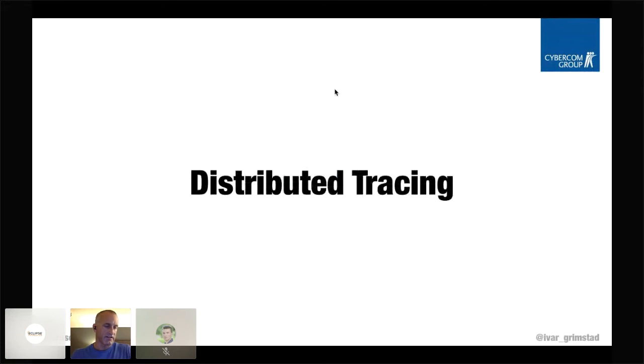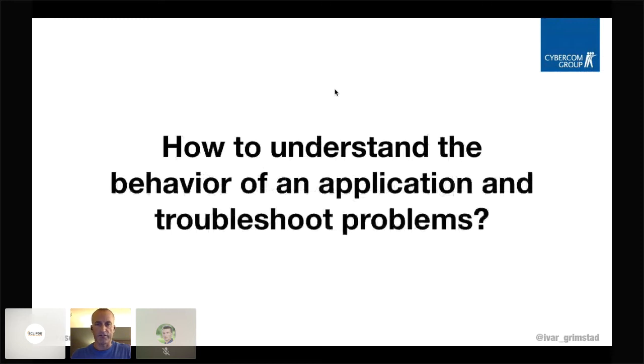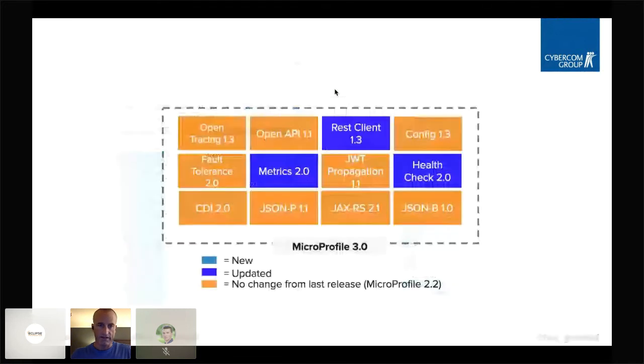So the last pattern I'll show today is distributed tracing. And that is how to understand the behavior and troubleshoot problems. And a pretty common tool used for that kind of tracing is Zipkin. You can also use Jaeger or other tools supporting that protocol. But Zipkin is the one I'll demo here. And this is supported by the OpenTracing specification.